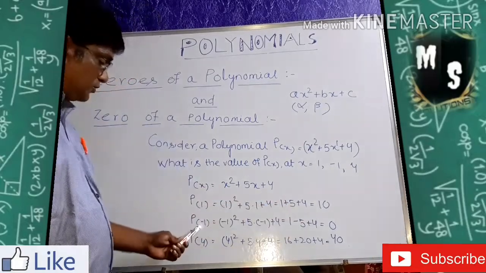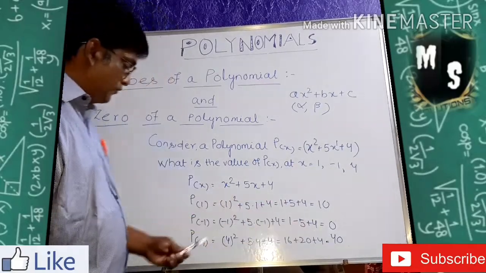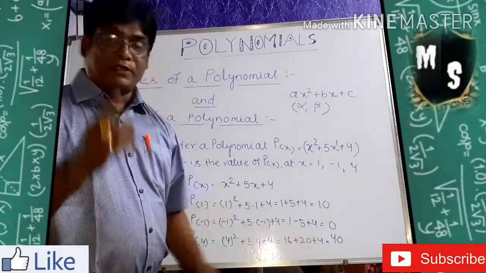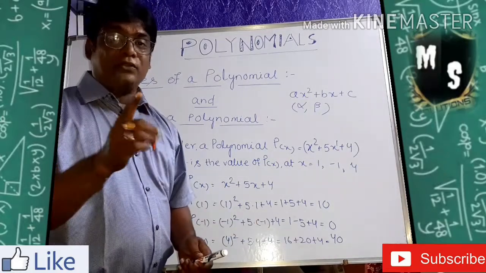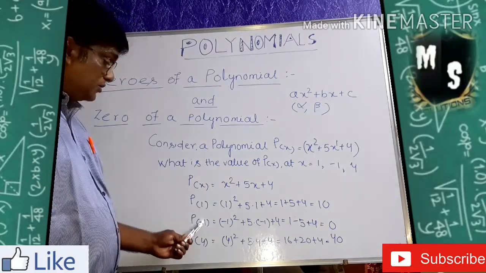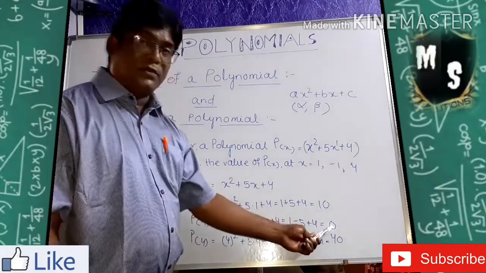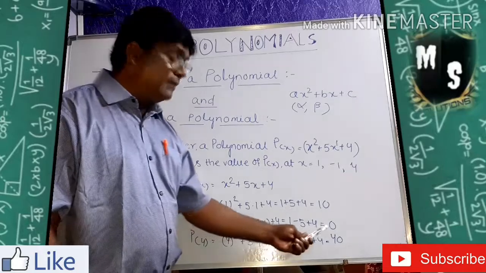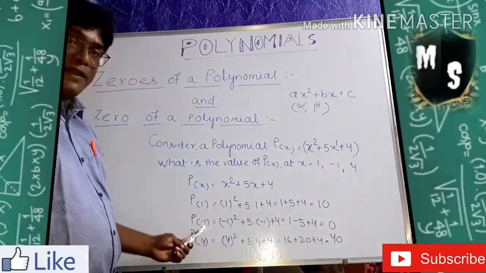When I put minus 1, I got 0. When I put 4, I got 40. But on which value does this polynomial become 0? Very clear: minus 1. At the value of minus 1, the polynomial becomes 0.